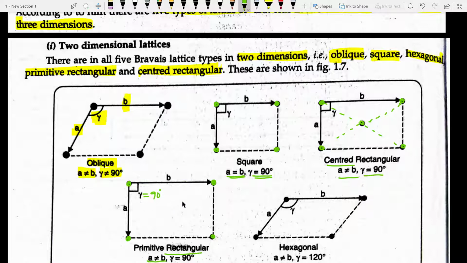Hexagonal. In hexagonal this angle is 120 degree. Sides are not equal and atoms are present at the corners of the hexagonal shape. So there is one difference between oblique lattice and hexagonal lattice, that here the angle is 120 degree and here the angle can have any value. So these are five kinds of Bravais lattice in two dimensions.